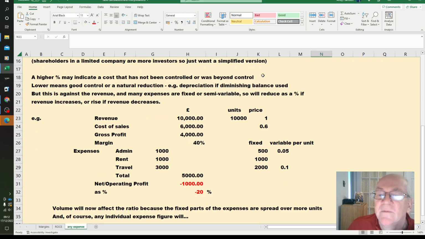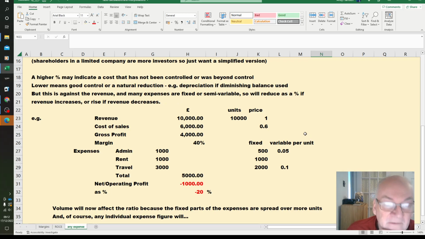Of course, lots of costs, lots of overheads go up and you can't do anything about them. Fuel prices at the moment, utilities prices at the moment. Lower means good control or a natural reduction. So if you use diminishing balance, your depreciation charge will go down every year. This could actually mean that the depreciation as a percentage of turnover reduces, which of course generally looks good. But does it really tell you the whole story? No, it's just a bit of information to help analyse, tell a story about what's happening in the business. They're all against the revenue. Lots of expenses are fixed or semi-variable. So the revenue increases or they rise if the revenue decreases.